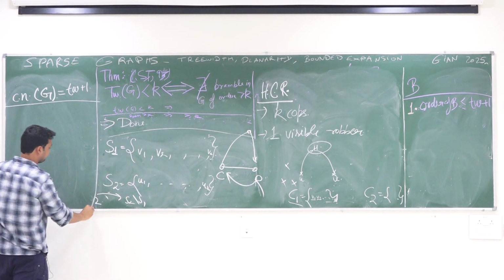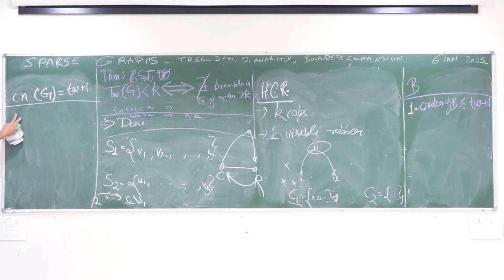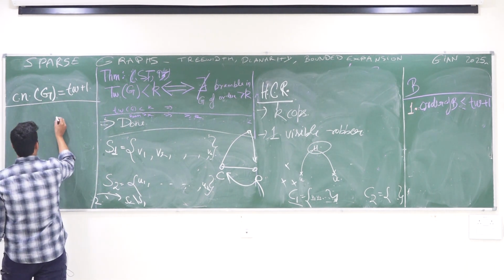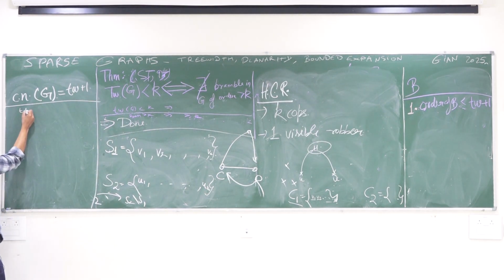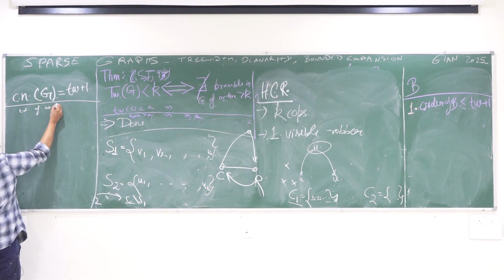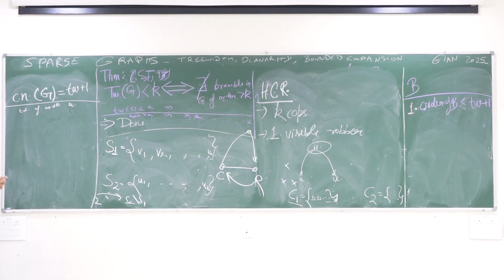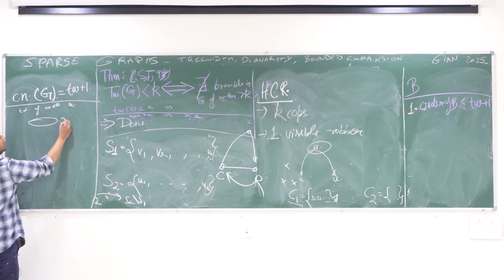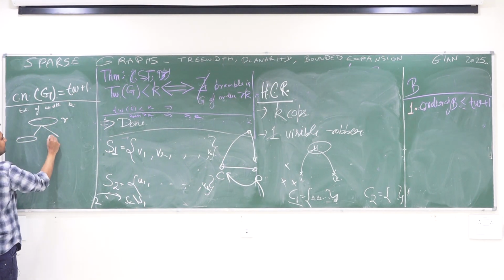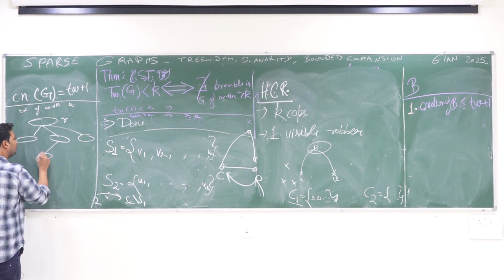There are in fact multiple ways through which we can prove this result. The easiest way is the following. Say you have a tree decomposition of width k, then each bag is of size at most k plus 1, and here is a strategy to capture the robber using k plus 1 cops. I place all of my cops in the root bag, the root node. Then I do what I did for trees.